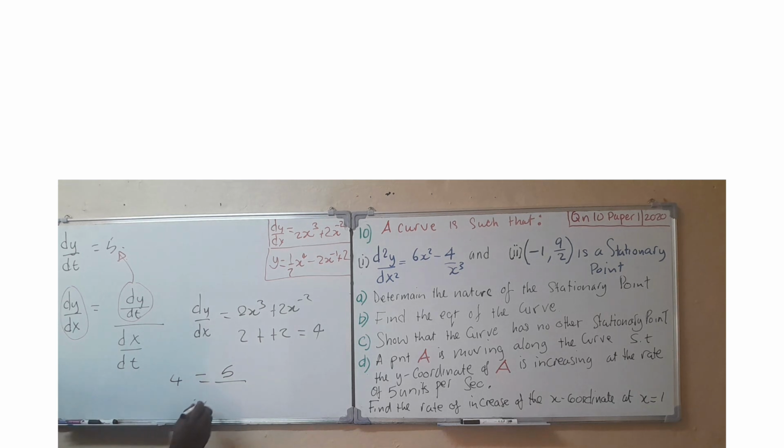This one we don't know, which is dx over dt. Okay, so we can cross multiply. 4 dx/dt is equal to 5. So what is dx/dt? That gives us dx/dt is equal to 5 over 4, when you divide everybody by 4. This is the rate at which x is increasing. The x coordinate is increasing with respect to time.